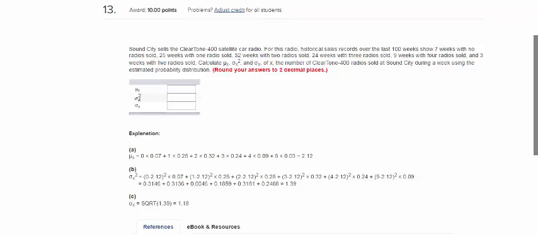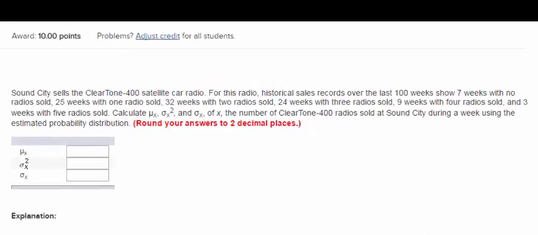Hey guys, here's going to be a short video on how to do some calculations for homework 4. Go ahead and pause the video and read through the problem description if you need to. We are asked to calculate mu of x, that's the mean of x, the variance of x, and then the standard deviation of x. X is our random variable, it's the number of radios sold over the weeks.